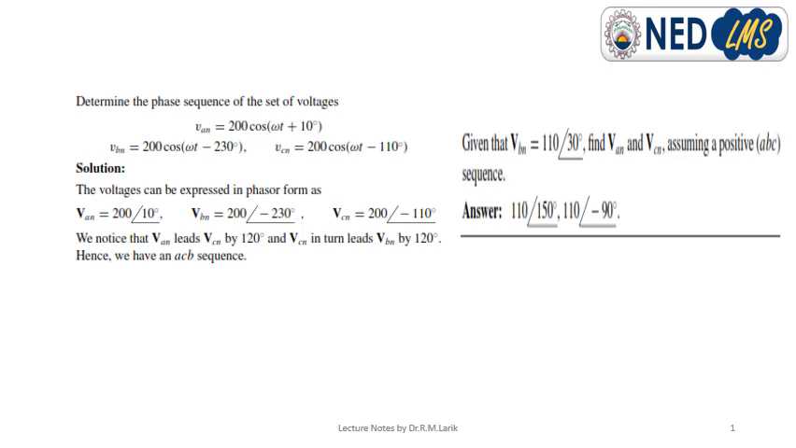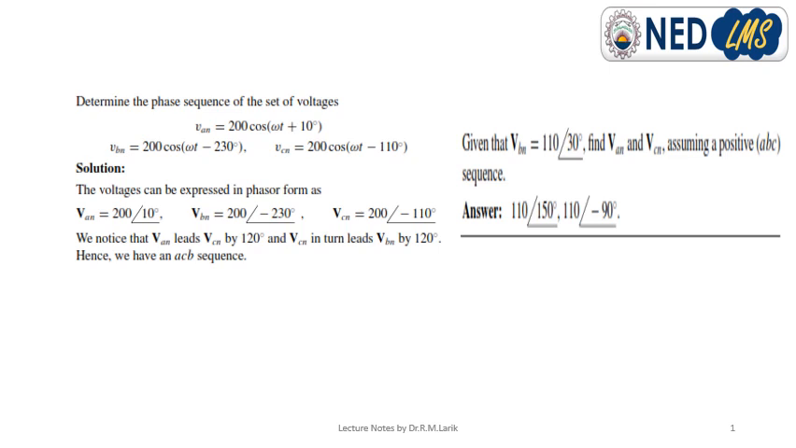In this problem, assuming positive phase sequence, VBN is given to you. You need to find VAN and VCN. So what is VAN? Actually, the first voltage leads the second one by 120 degrees.